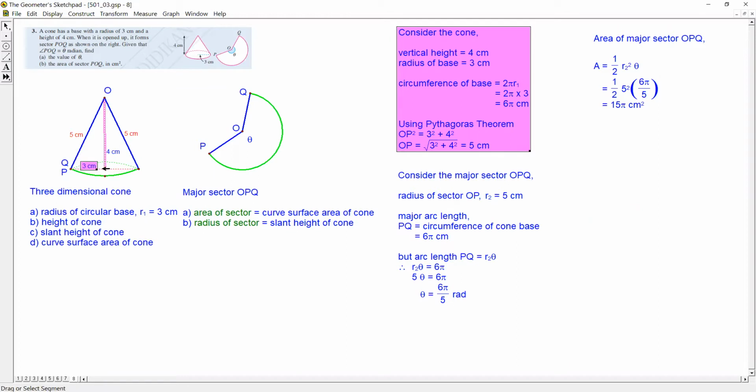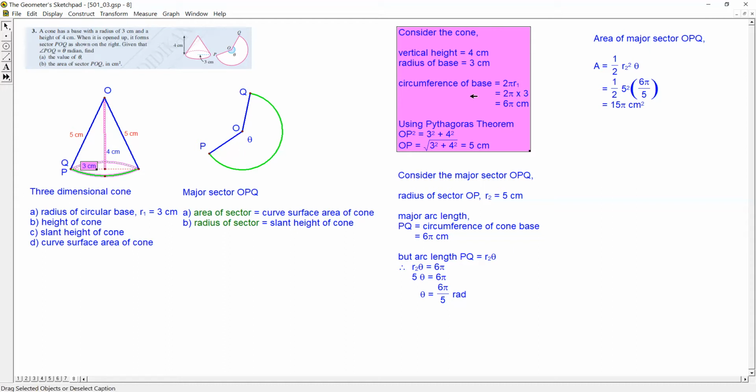Until here, the radius of the base is 3. So the circumference of the base, the green line, is 2 pi r1. Now why should I put r1 there? Because there are two r's. The first r is the radius of the base of the cone. The second r is actually the radius of the sector when you cut it open.